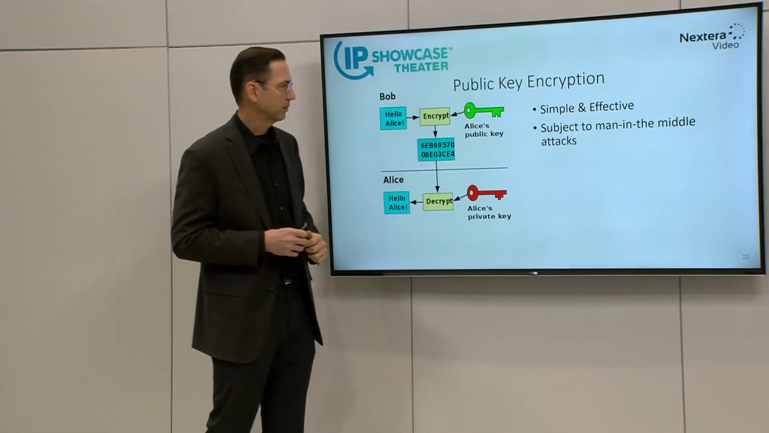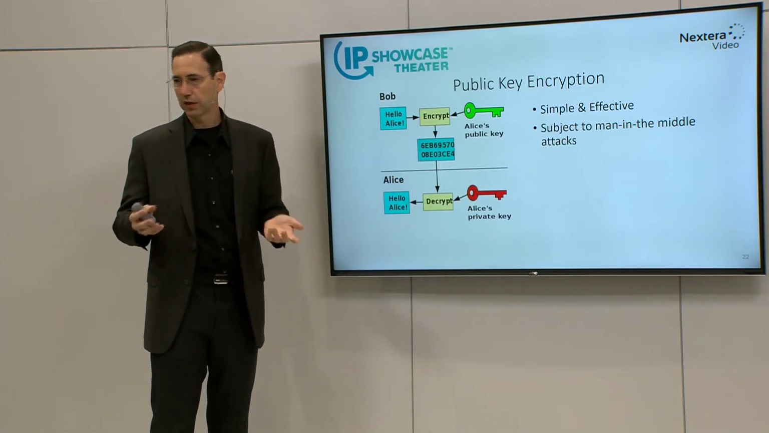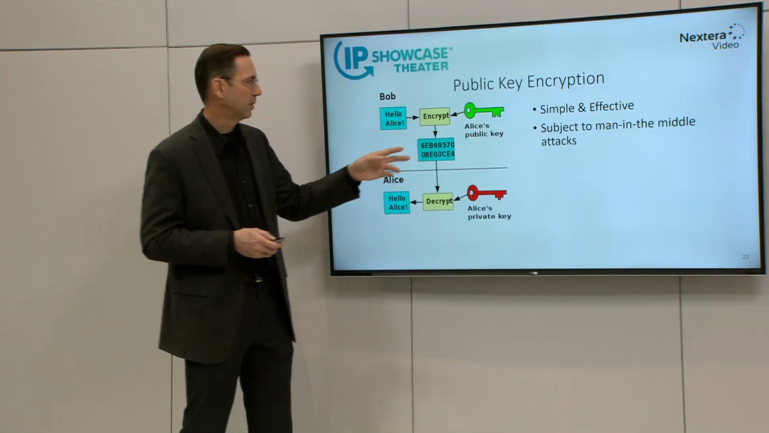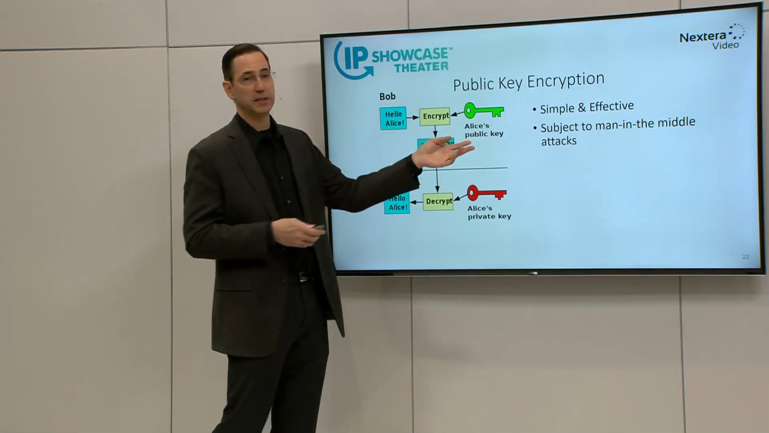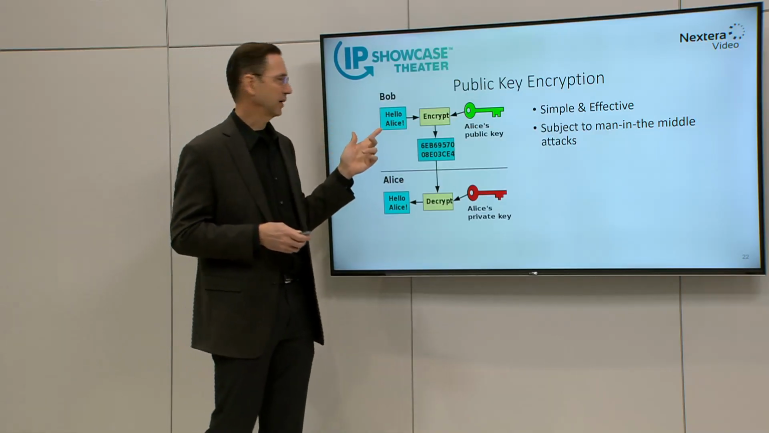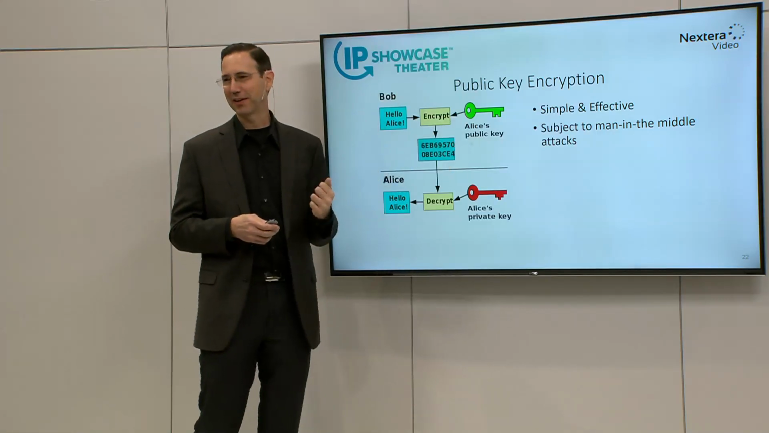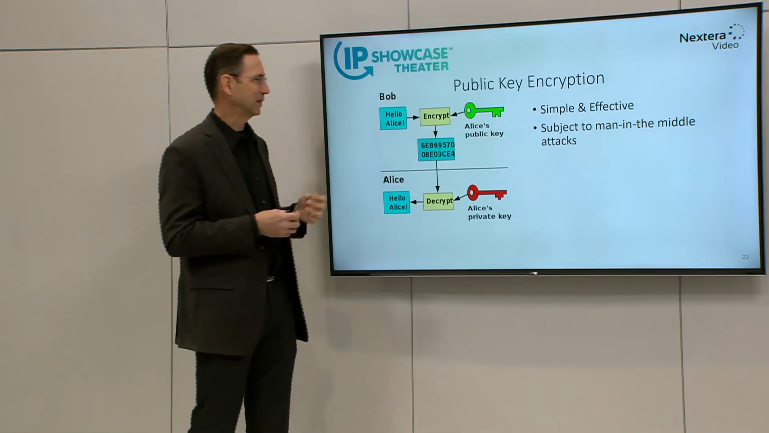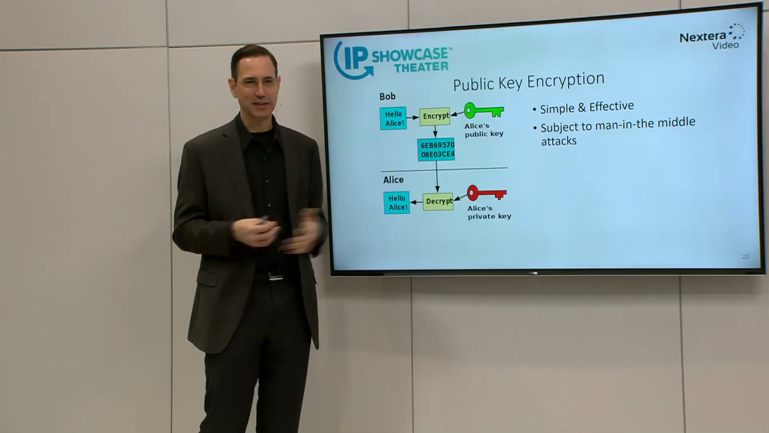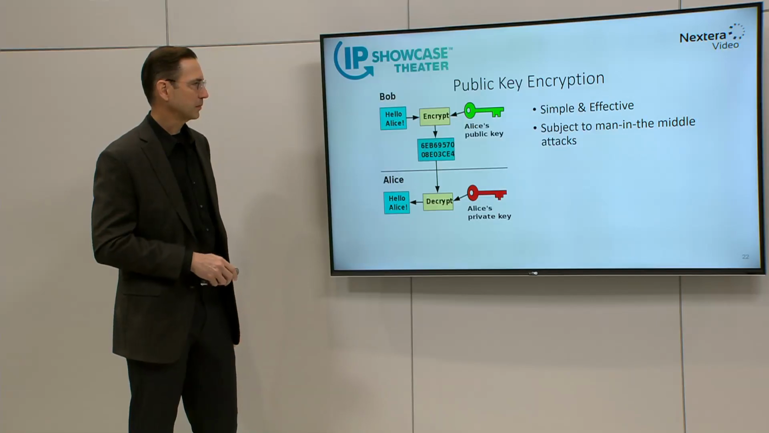Advantages, it's simple and effective, but the big disadvantage is it's subject to man-in-the-middle attacks. What does that mean, man-in-the-middle? Well, somehow Alice has to give her public key to Bob. Maybe she writes it on a piece of paper, maybe she emails it to him. Well, it turns out Bob's ex-girlfriend is an IT hacker. She could intercept this key and put her key in place. So now every message that Bob sends is encrypted to his ex-girlfriend's public key. So then she can see what's going on. So not the best approach.